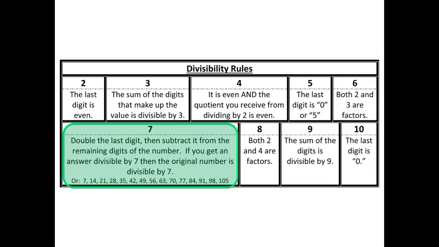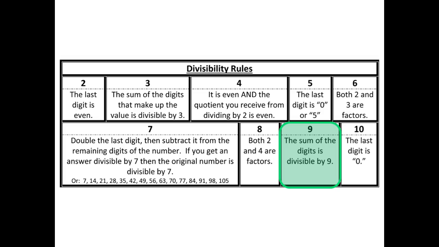7 is very complicated. For 7, it actually comes out a lot simpler to memorize those factors of 7, or those multiples of 7 in this case. 8, the rules of 4 and 2 both have to follow. 9 works similar to 3. Add up the digits. If that sum is divisible by 9, then the whole number is divisible by 9.